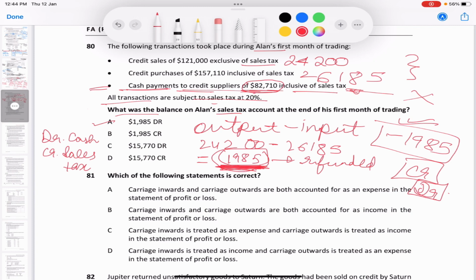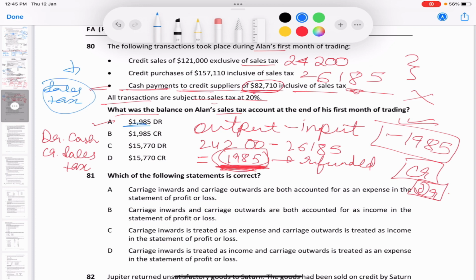I hope you got the answer. I hope you understood how we did this. What is the balance of sales tax? This is something which we are receiving. We are receiving the money back, right? So we are debiting it.